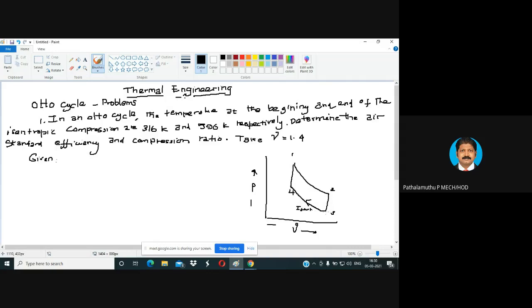So the initial temperature at isentropic compression is T3. In the given data, T3 equal to 316 Kelvin, and the final temperature T4 equal to 596 Kelvin, and isentropic index gamma equal to 1.4.